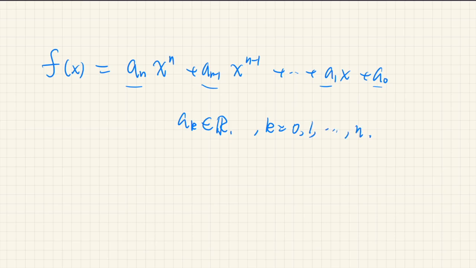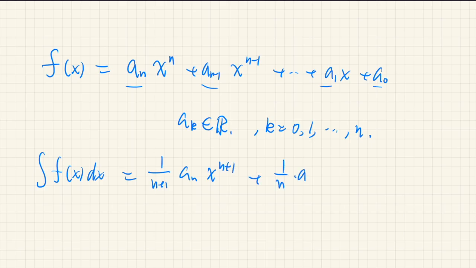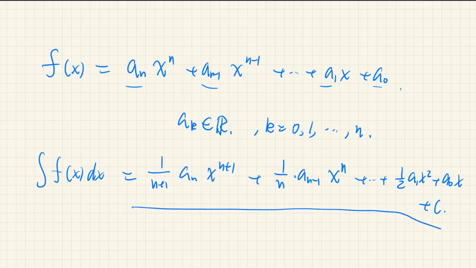And if we integrate this function, f of x with respect to x, what do we get? 1 over n plus 1, a_n x to the power of n plus 1, plus 1 over n, a_{n-1} x to the power of n, and so on, and 1 over 2, a_1 x squared plus a_0 x plus a constant. As we can see, the integral of a polynomial function is again a polynomial function.